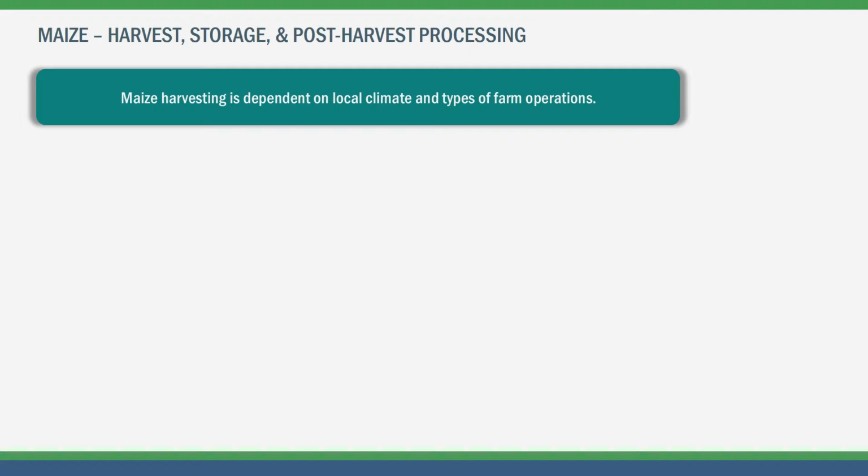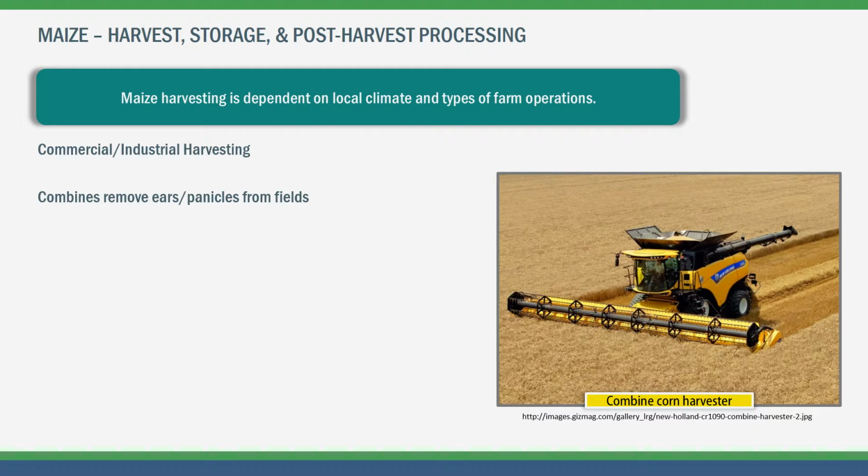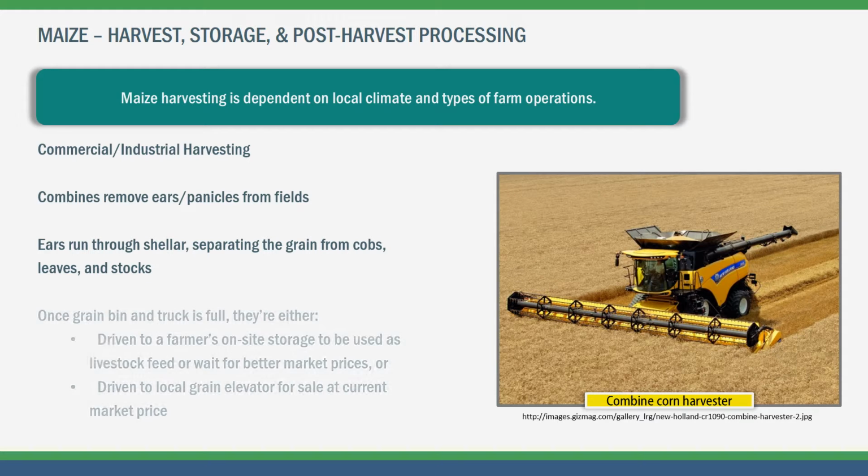Maize harvesting is dependent on local climate and the type of farm operations that will be utilized. The simplest, most effective method is that of commercial or industrialized farming. Farmers drive large combines through their fields which remove the maize's ears or panicles. These ears are then run through shellers which separate the grain from the cobs, leaves, and stalks. Once the combine's grain bin is full, the shelled grain is unloaded into an awaiting truck.